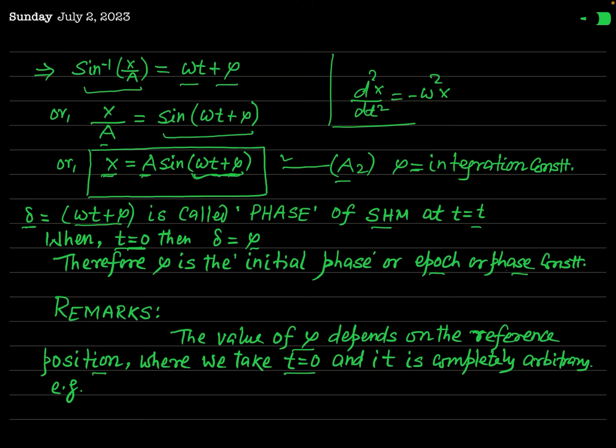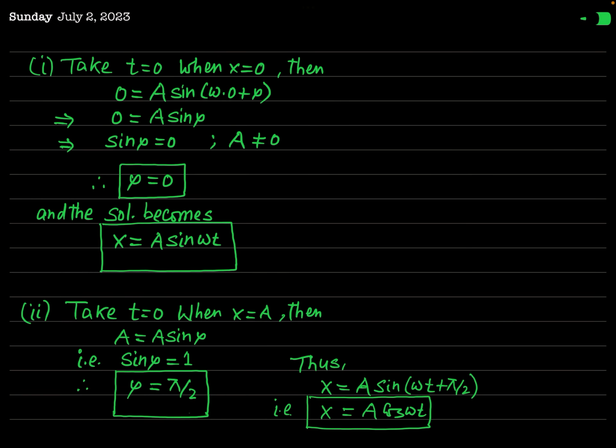To clarify this idea, that φ depends on our choice of taking t equal to 0, I am taking a few examples. Let us see it. In the first example, we take t equal to 0 when x is equal to 0. It means you are taking t equal to 0 when the particle is passing through the equilibrium position. Let us see what the value of φ will be in this condition.